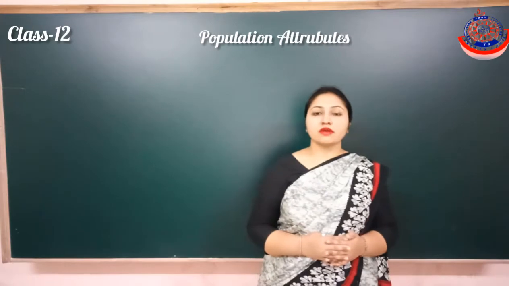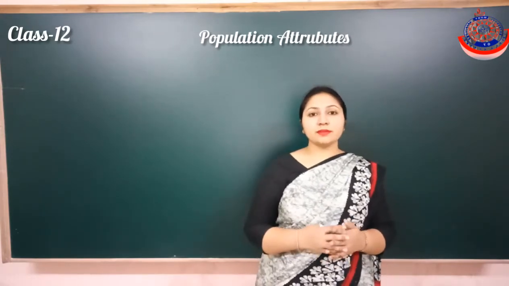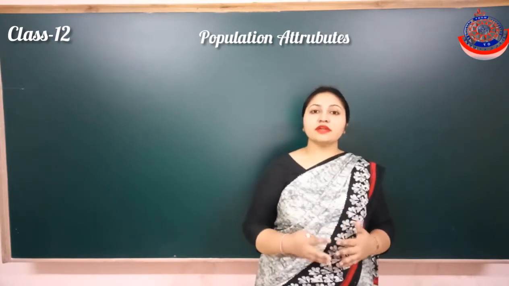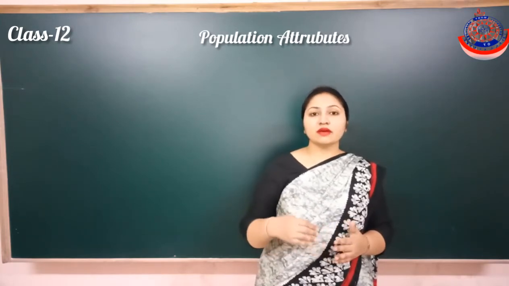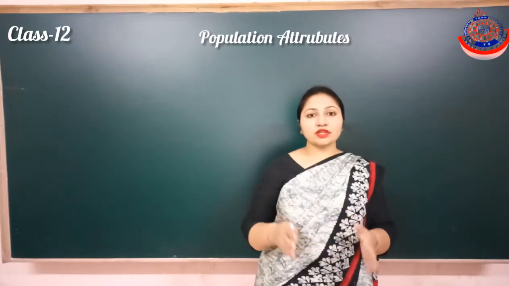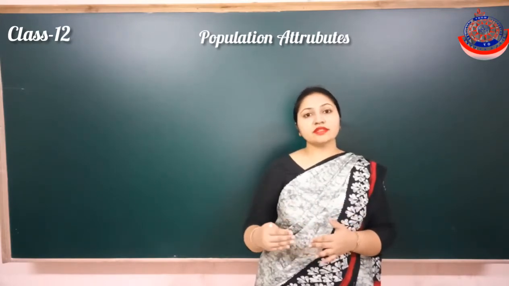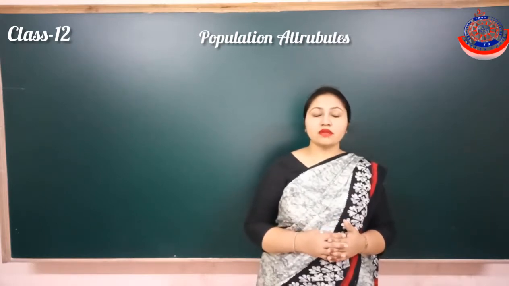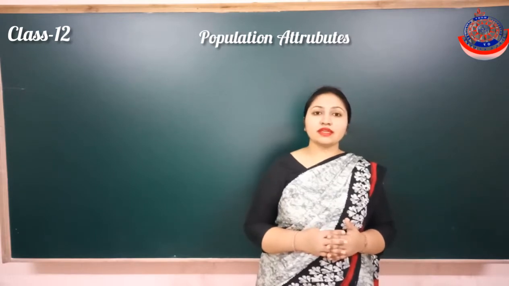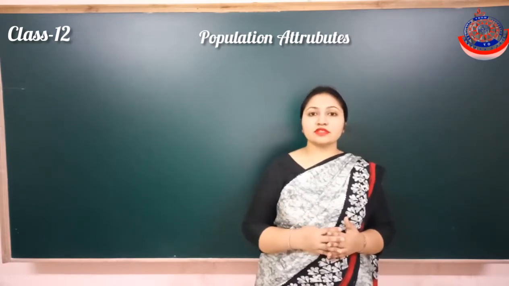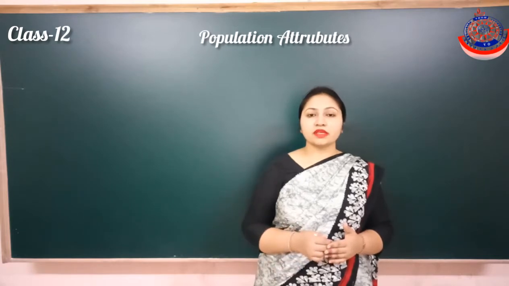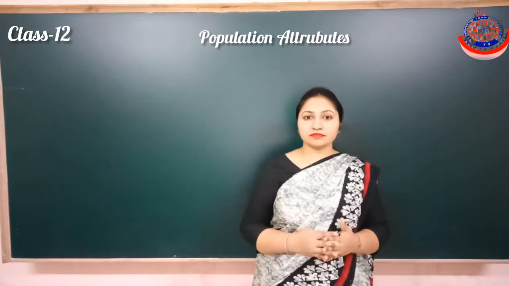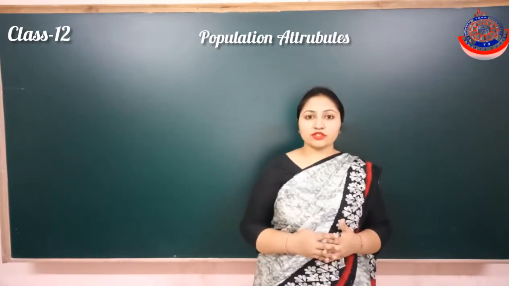What is a population? Population means organisms of the same species which can interbreed among themselves. The population which is present in a particular area and can interbreed among themselves only, that is known as the population. It can be like the fish present in a pond, or the insects present over the tree, over the land. Okay, so it can be a population.